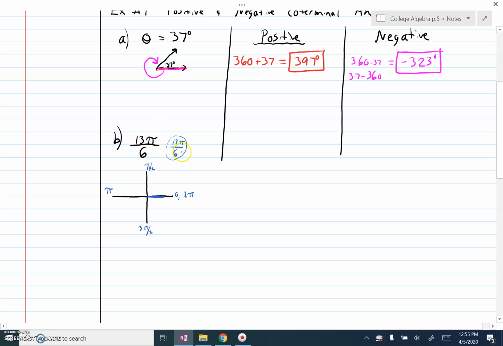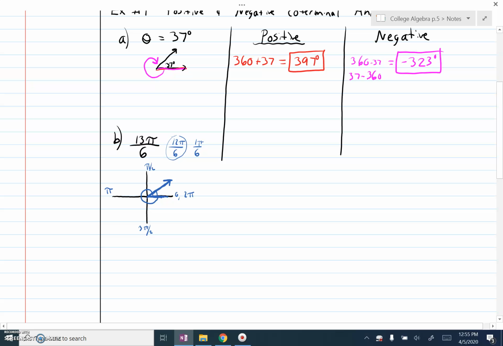And what's left? So 12 pi over 6 would be one time around. We have 1 left, so it would be 1 pi over 6 left over. So that means this angle would go all the way around once. That's the 12 pi over 6, plus an additional pi over 6. So is pi over 6 more or less than pi over 2? Pi over 6 is less, so it would be somewhere right about here. Okay, that would be 13 pi over 6.